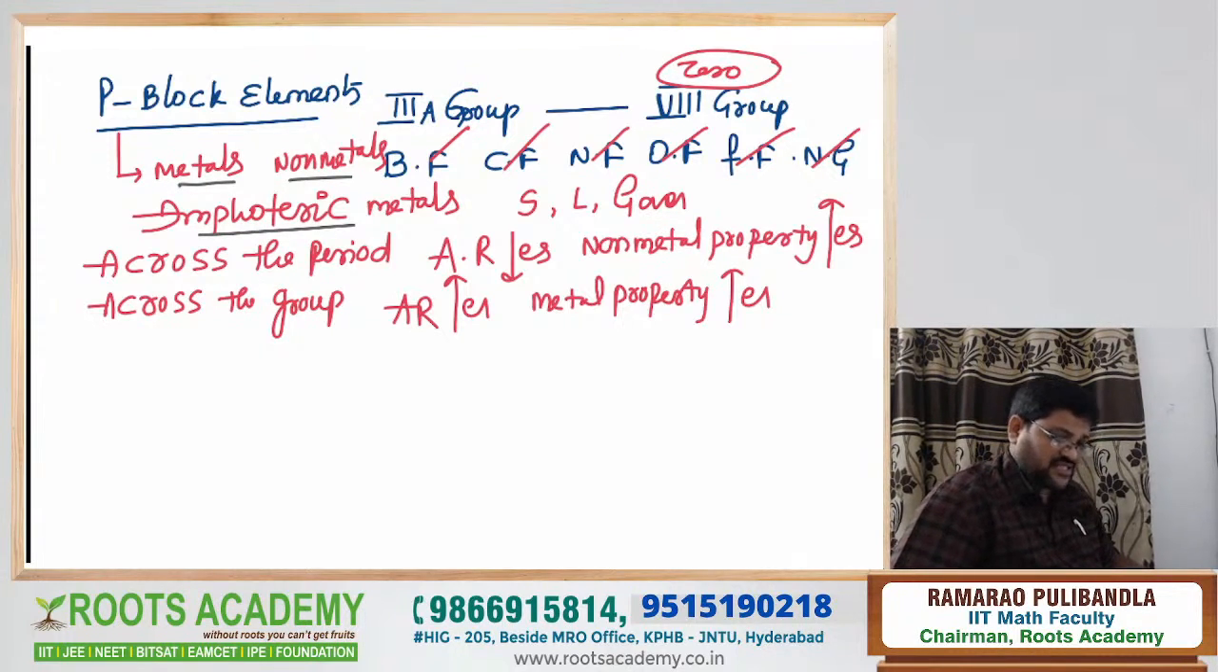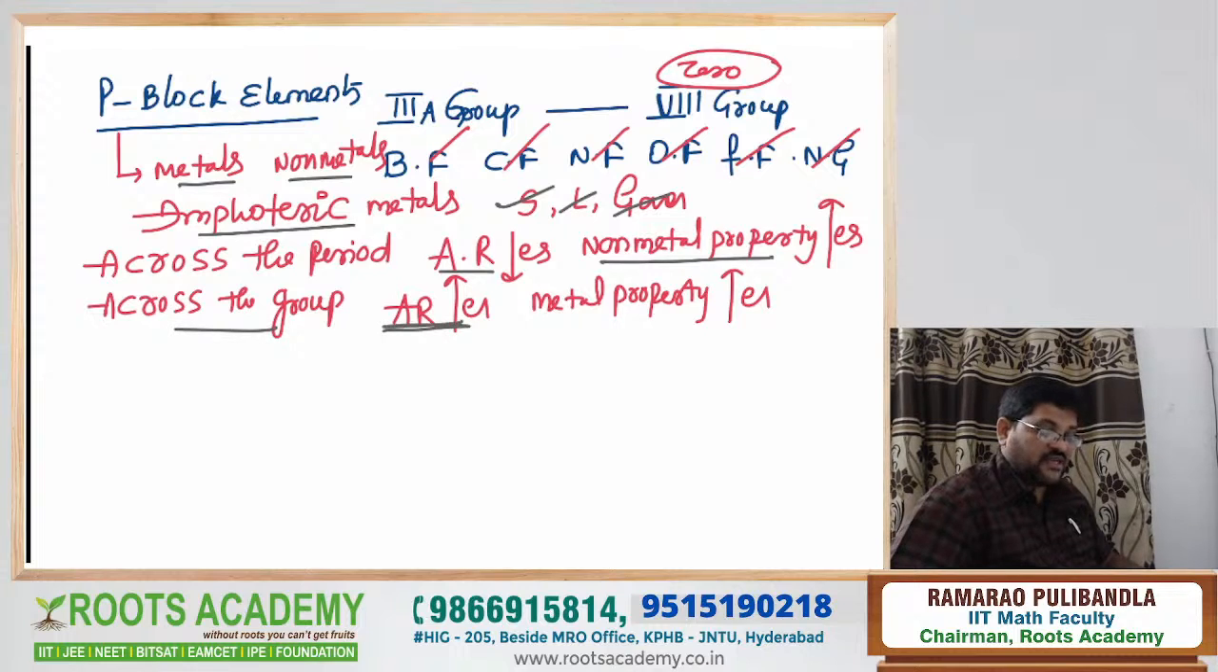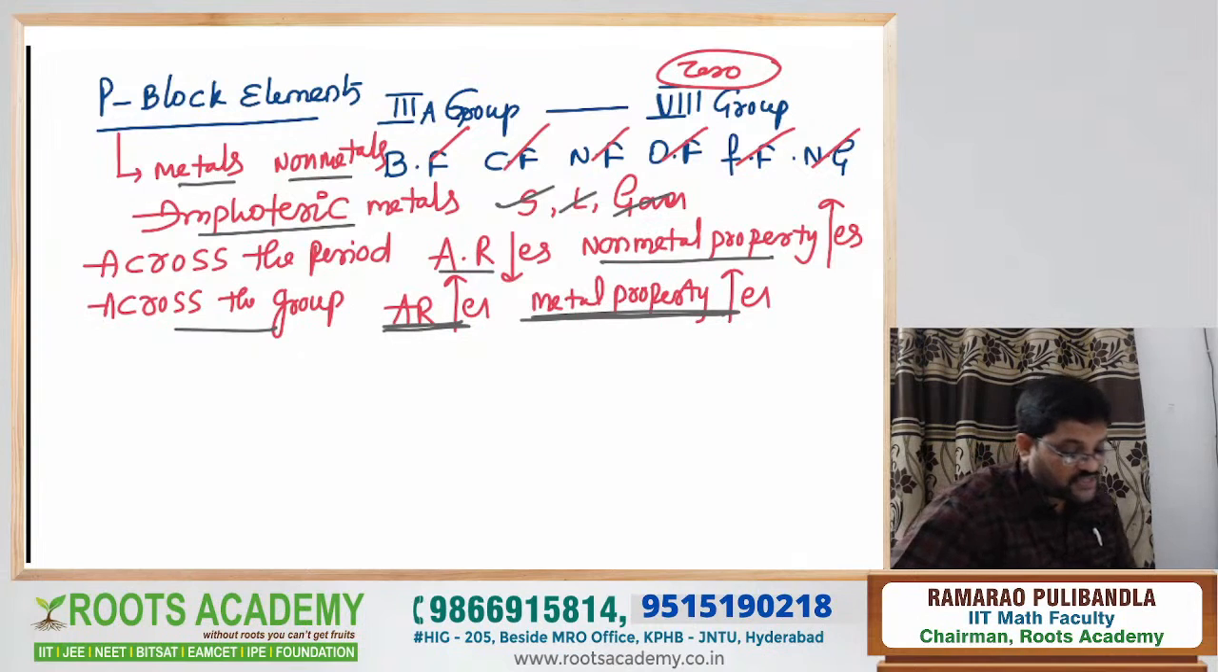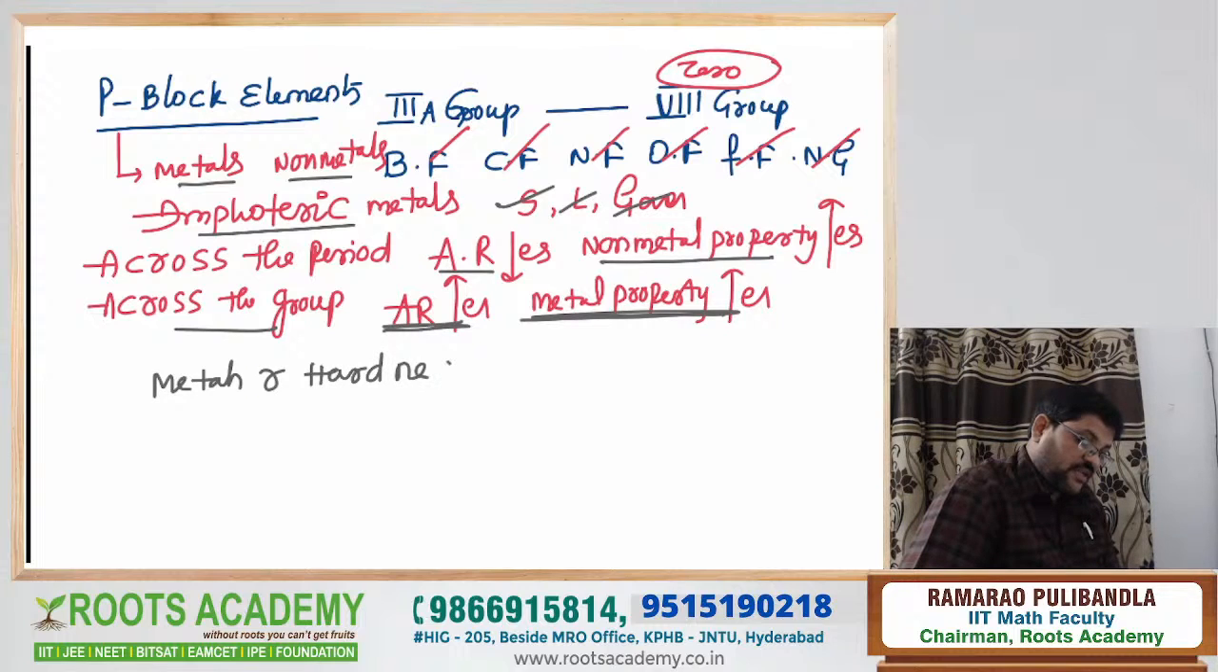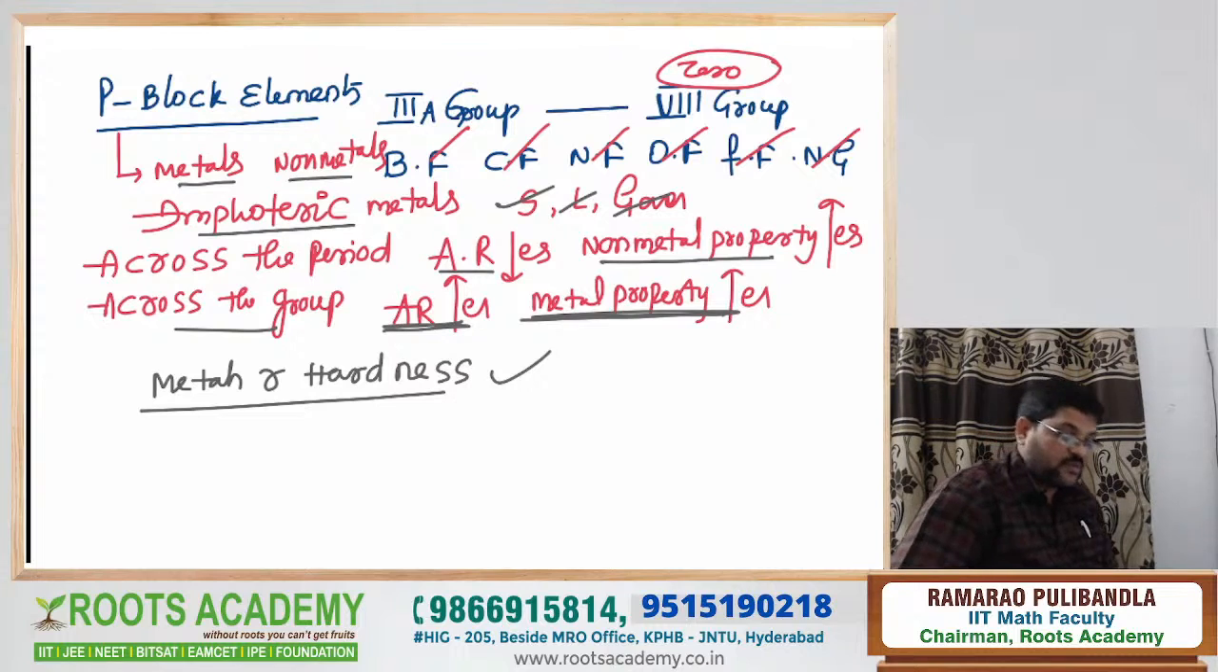The state of matter of the elements: solid state, liquid state, gaseous state. Across the period, atomic radius decreases, non-metallic property increases. Across the group, atomic radius increases and metallic property also increases. One of the important properties regarding P block elements: generally the metals are somewhat hard in nature, because as atomic number increases, the hardness of the metals increases. These are the properties of P block elements.